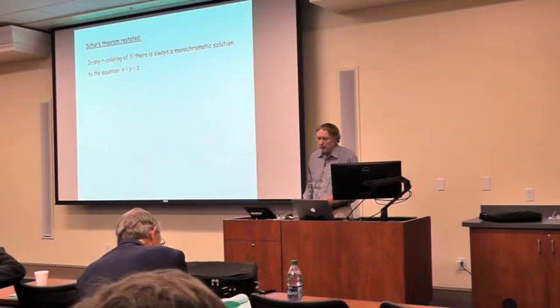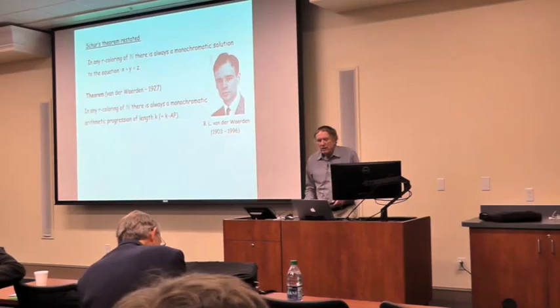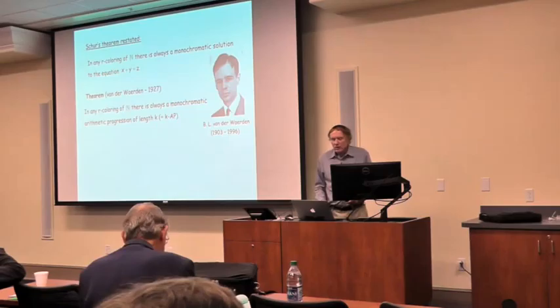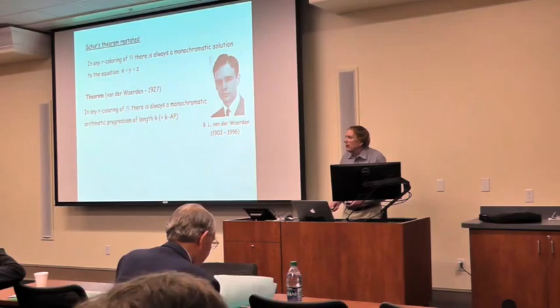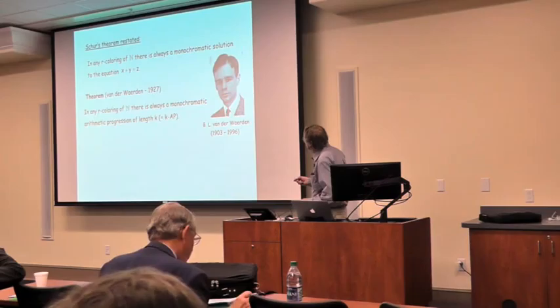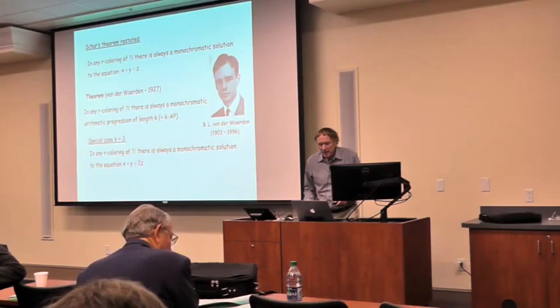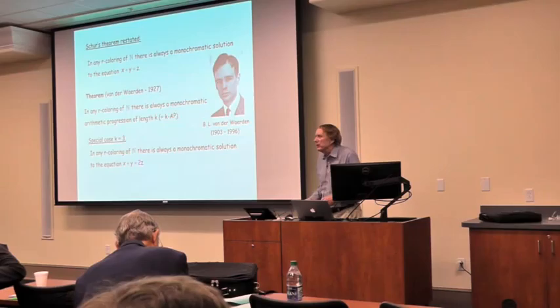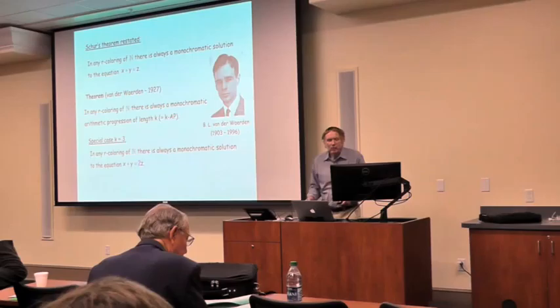Okay? Well, not long after that, the celebrated theorem of Van der Waerden, 1927, states that any r-coloring of the integers has a monochromatic arithmetic progression of length k. So this is a picture of young Van der Waerden. Special case k equals 3: any r-coloring of bracket n has a monochromatic solution to x plus y equals 2z. z is the average of x and y, so x, z, y is a three-term progression.